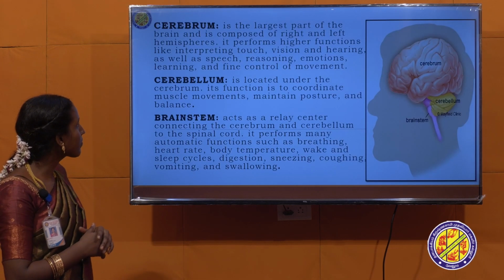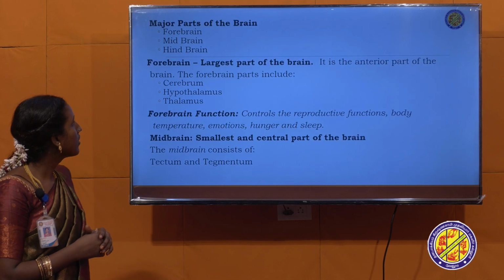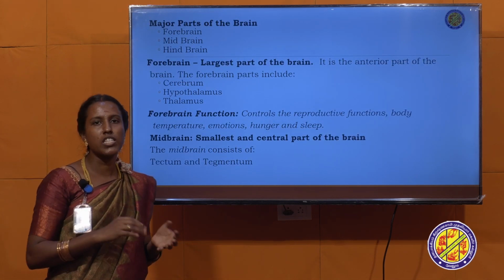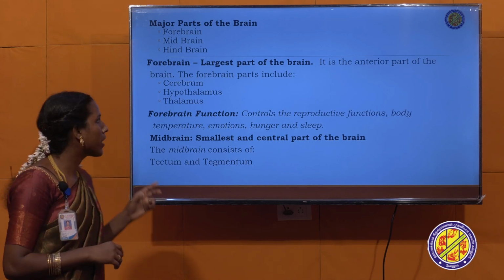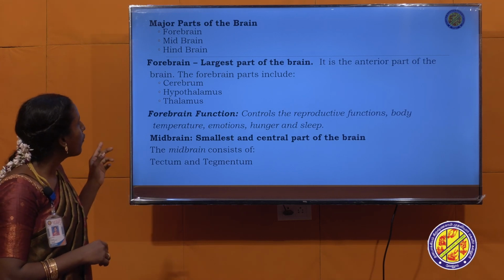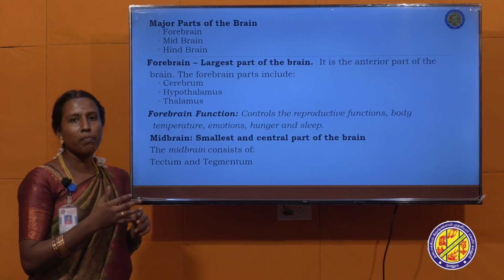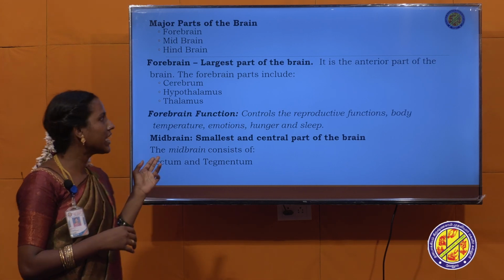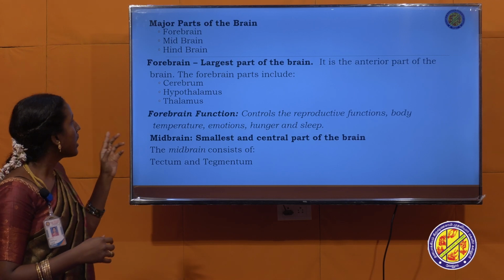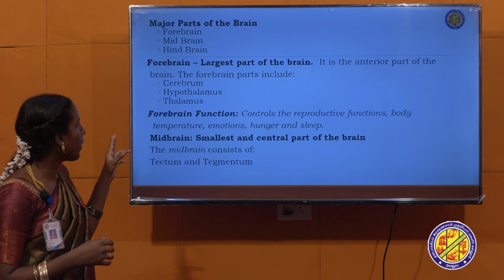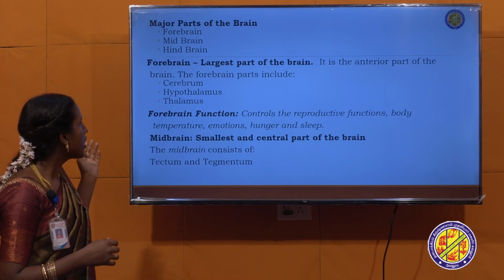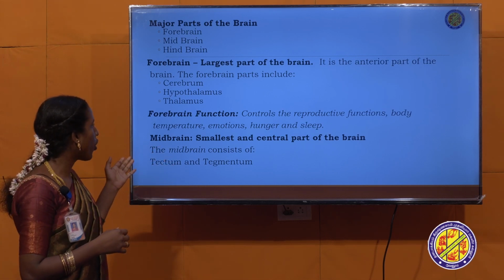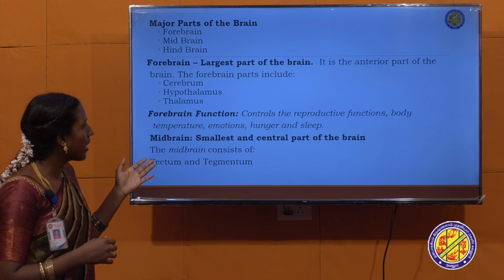Next slide. The basic major parts of the brain are of three types: forebrain, midbrain and hindbrain. The forebrain is the anterior part. Anterior means the front part of the brain. In this part we have the cerebrum, hypothalamus and thalamus. The forebrain functions are reproductive functions, body temperature, emotion, hunger and sleep.